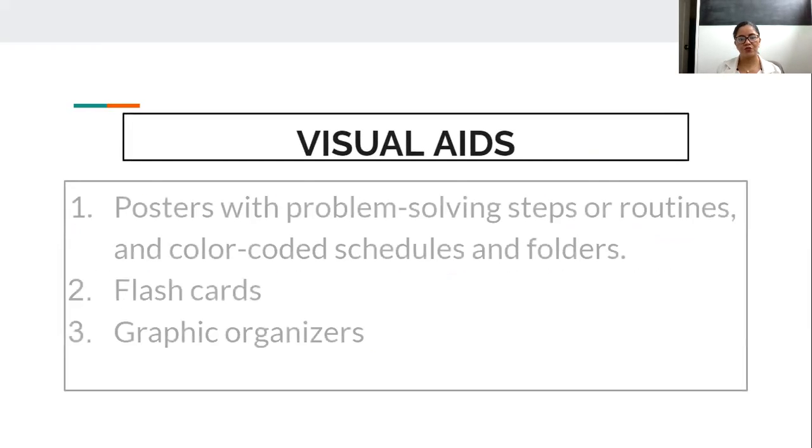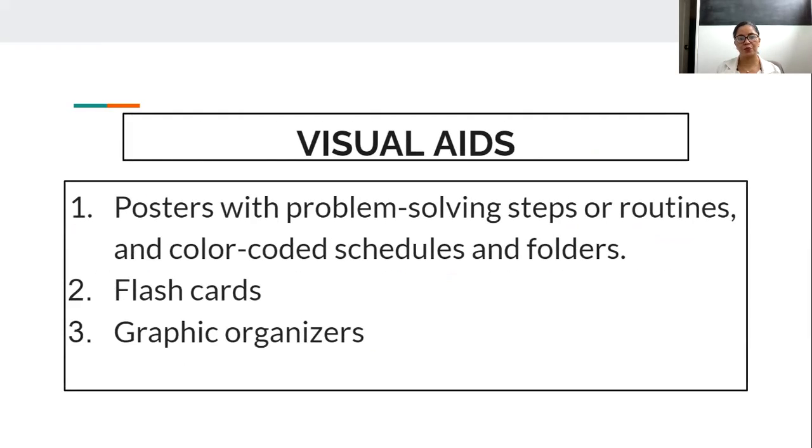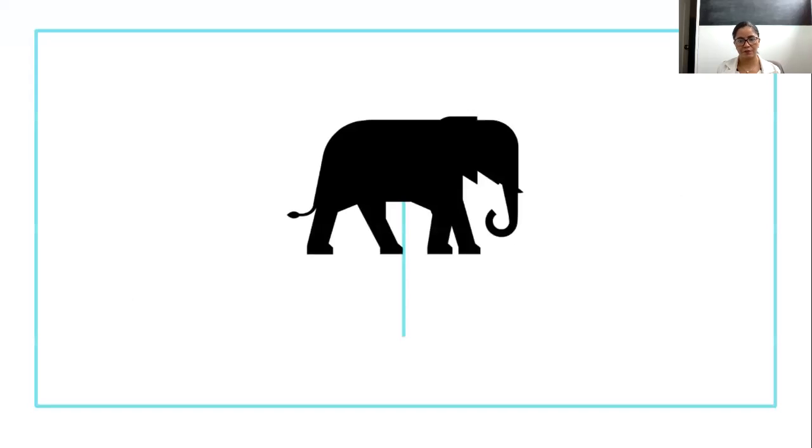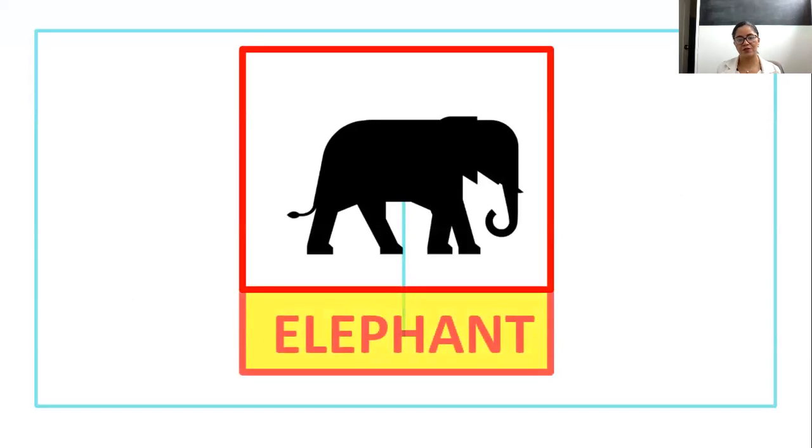So these are some examples of visual aids that we can use. We can use posters with problem-solving steps or routines, color-coded schedules and folders, flashcards with pictograms, real images, graphic organizers, and if we have the possibility of bringing realia to the classroom, that is even better. Example of pictograms.